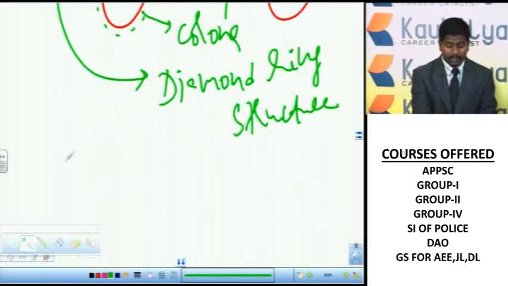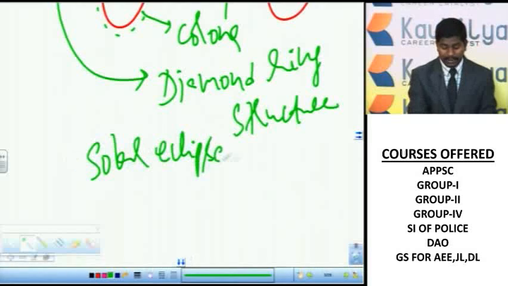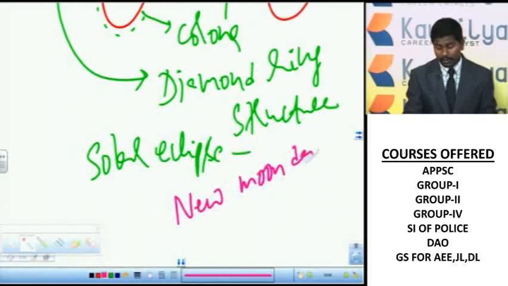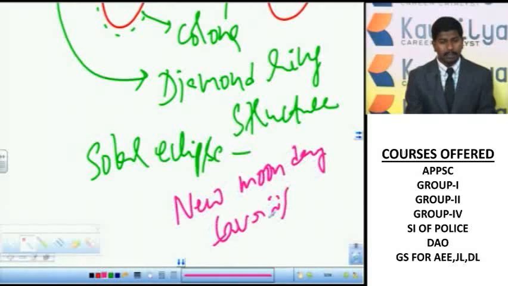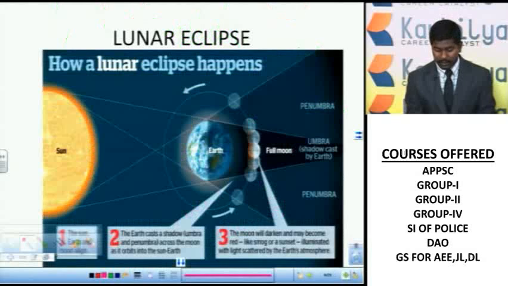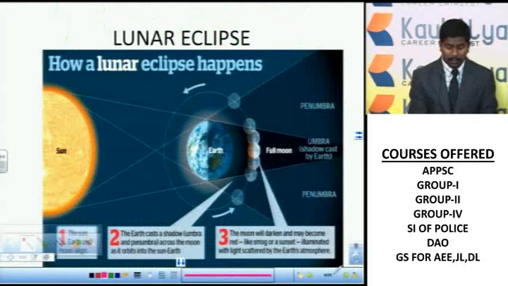That's why this solar eclipse results in a new moon day, or in Telugu, Amavasya. On this day you cannot see the presence of the moon in the sky, so it is called new moon day or Amavasya. Clear? But in the case of the lunar eclipse, look at the picture here.